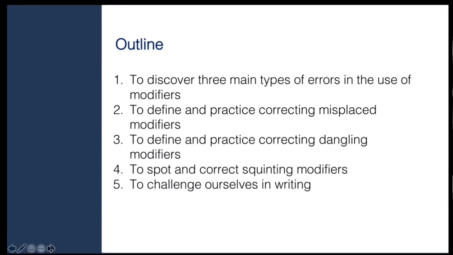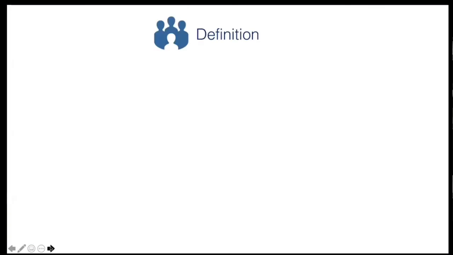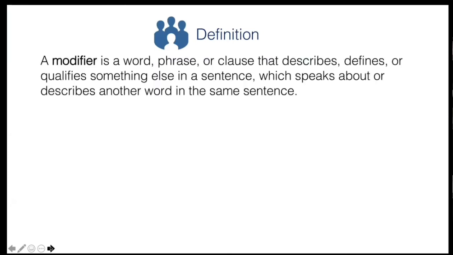So let us start. We'll start with the definition of a modifier in general, just to make sure that we're on the same page, okay? A modifier can be just one word, it can be a phrase, it can be a clause as well. The main function of any modifier is to describe or somehow define, qualify something else in a sentence. They can modify a verb, they can modify a noun, for example. And the whole idea of a modifier is that it belongs to this word and they should be very closely connected.